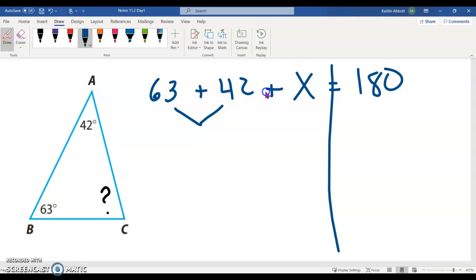So we're going to add 63 plus 42. And that gets us 105. This is all calculator work, guys. Put it in the calculator if you don't know. We don't want to play any guessing games. Plus x equals 180.